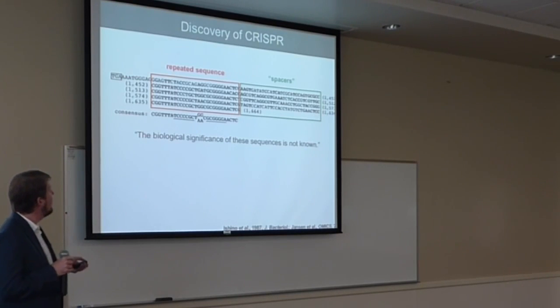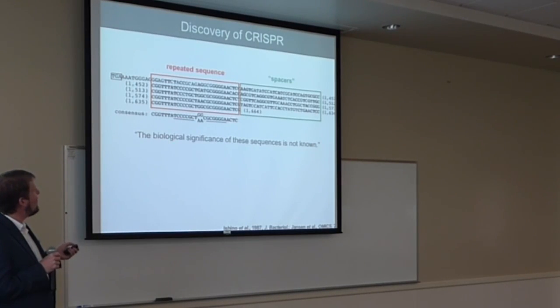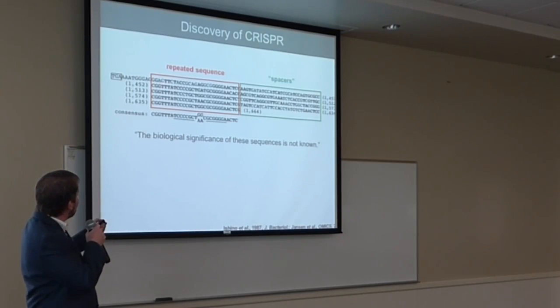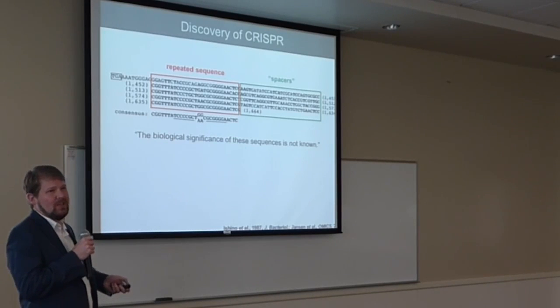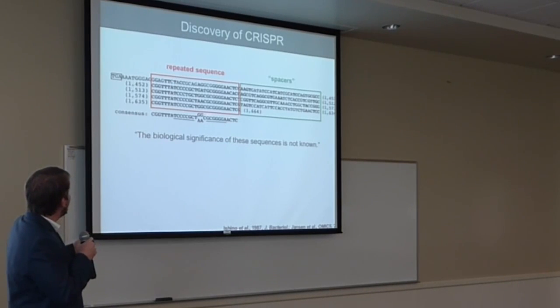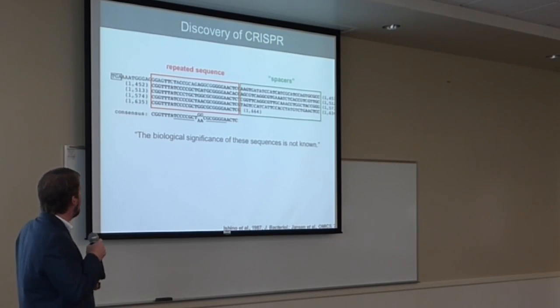I'm not going to discuss what that is. But next to the gene, they found this really strange thing. They found this repeated sequence here, followed by some sequence that wasn't repeated. They weren't really sure what that sequence was. And then another repeat sequence, and then again another sequence that they didn't really know anything about.